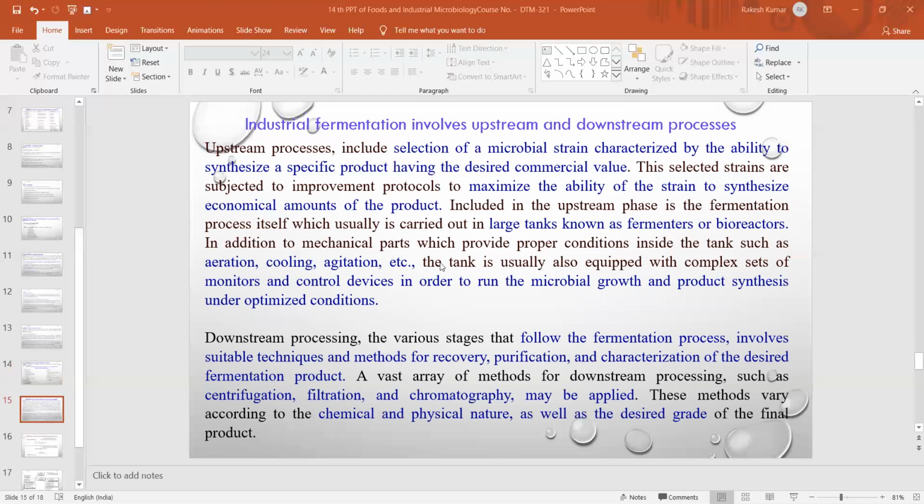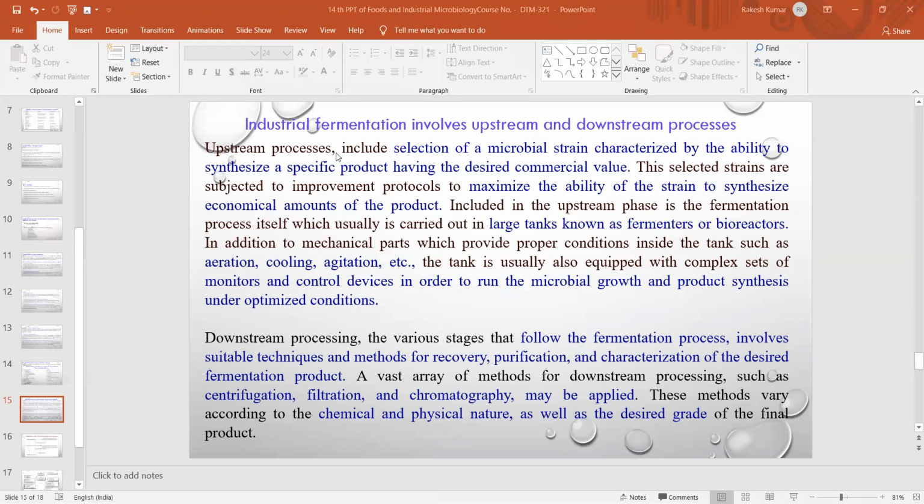Now something about the upstream and downstream process. What is special in the upstream process? It includes selection of a microbial strain characterized by the ability to synthesize a specific product having a desired commercial value. And these selected strains are subjected to improvement protocols to maximize the ability of the strain to synthesize an economical amount of the product. So first of all, you should have an idea about what is upstream and what is downstream processing.